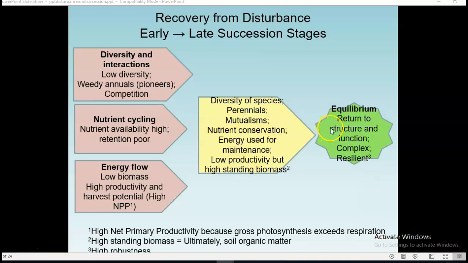As we move along the successional process, eventually we do reach equilibrium in the system. And it's going to be that the system is in equilibrium with its local conditions and with the regional climate, and the system has returned to the basic structure and function that it had before. The same level of complexity, and hopefully it's much more resilient than in the early stages. And again, we do give up some of the productivity, but the trade-off is we have a robust, complex, resilient system that can withstand damage and disturbance.